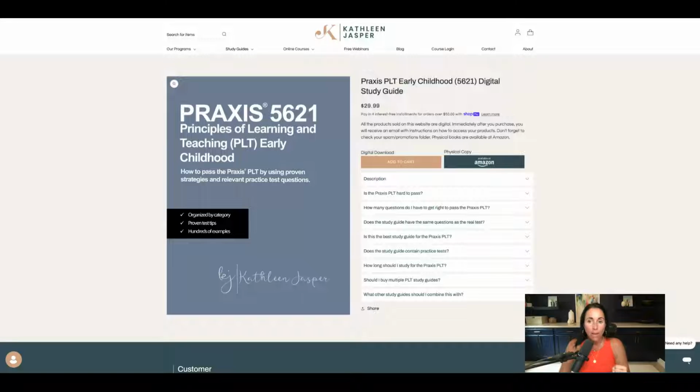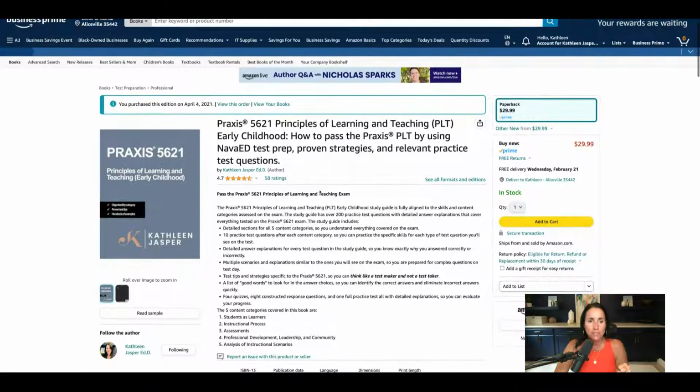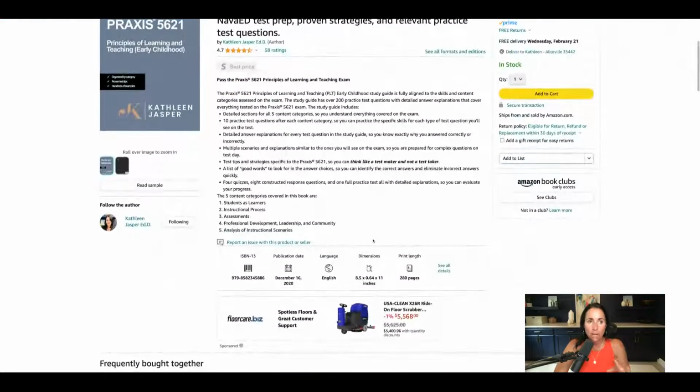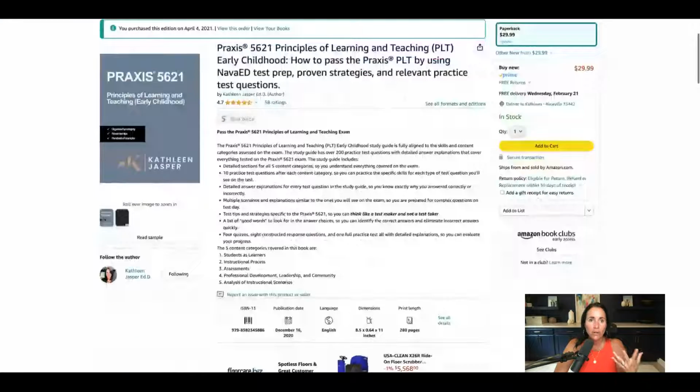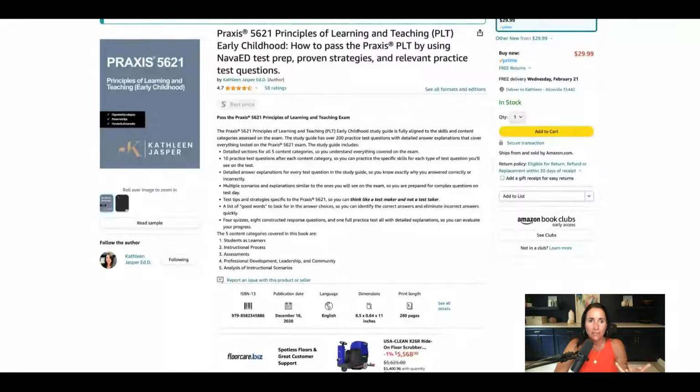If you want a physical copy, go over to Amazon, click this button here, and it'll take you to Amazon, and you can see we've got lots of 5-star ratings. This is where the physical copy is gained. Don't print it out with your printer and waste your ink. That's not what the digital books are for.